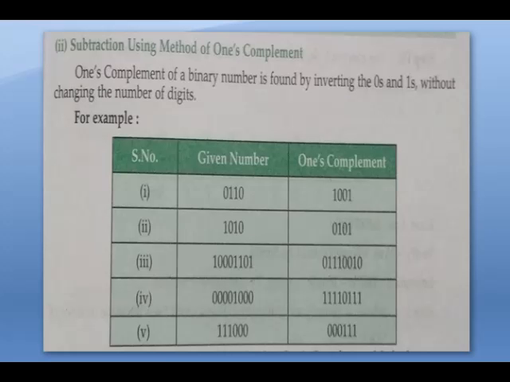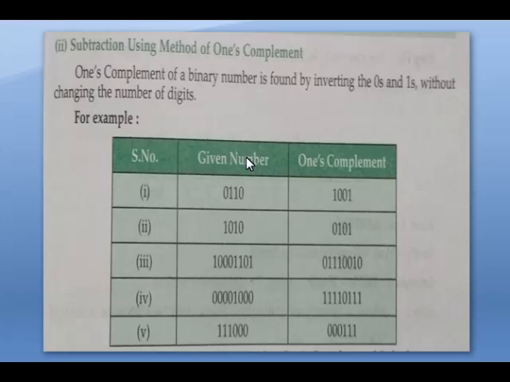In the previous class, we studied subtraction using the method of borrowing. Now here we are going to see the second method, that is subtraction using the method of ones complement. Ones complement of a binary number is found by inverting the zeros and ones without changing the number of digits. So if the given digit is 0, we have to convert it to 1. If the given digit is 1, we have to convert it to 0. But the number of digits should be the same. We cannot change the number of digits.